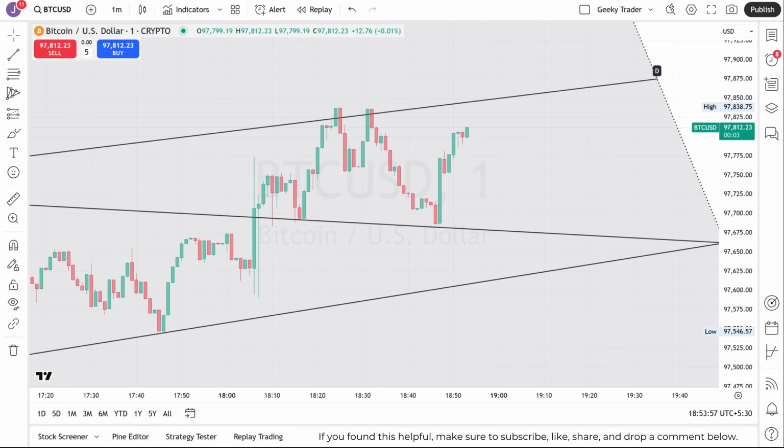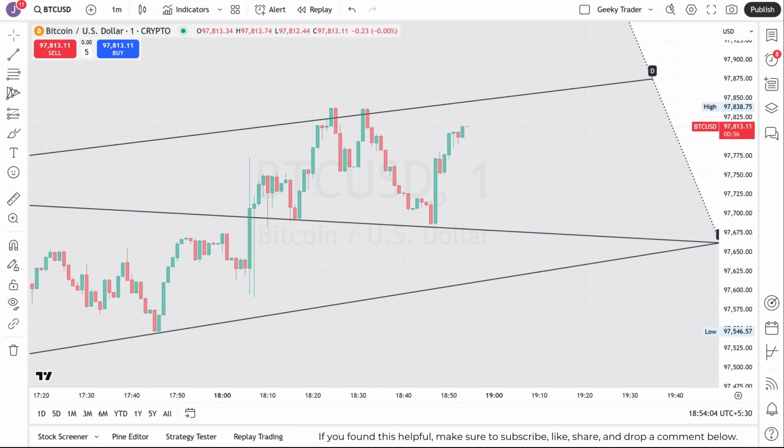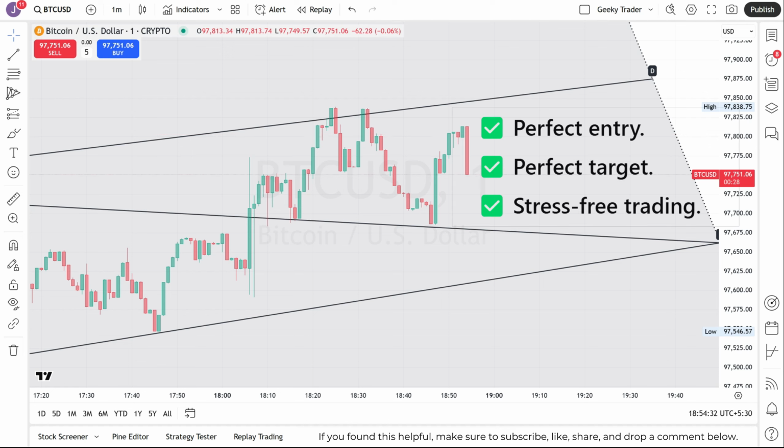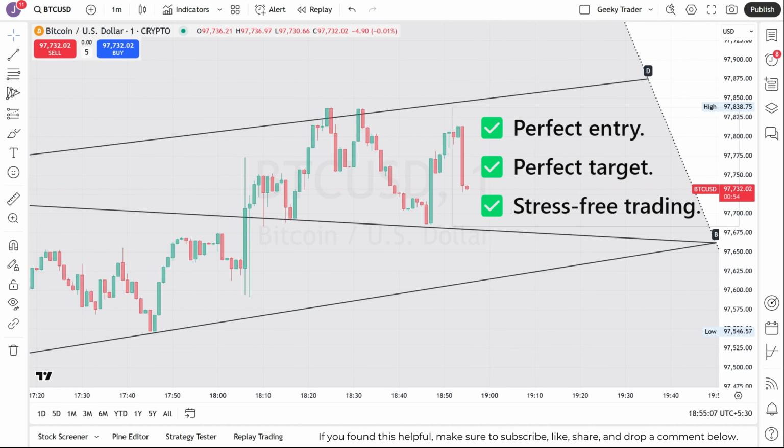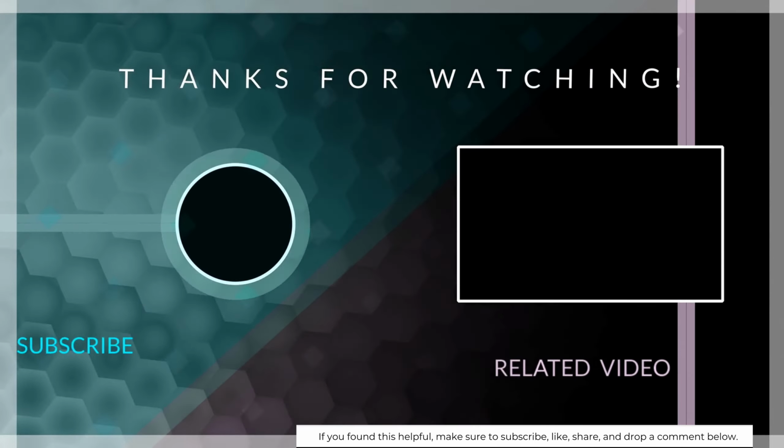This is the beauty of trading with pure price action. No lagging indicators, no unnecessary confusion, just clean and accurate decision-making based on market structure. Perfect entry, perfect target. If you follow this method, practice it, master it, and develop the patience and discipline needed, you'll be on your way to becoming a consistently successful trader.